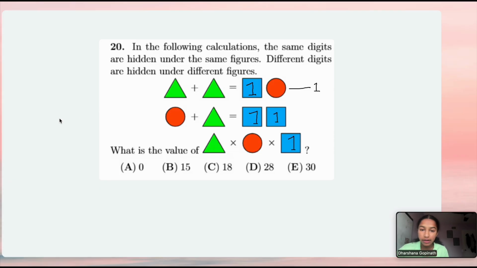Let's try 7. So 7 plus 7 is equal to 14. The circle is 4. The triangle is 7. 4 plus 7 equals 11. So that means the triangle is 7 and the circle is 4. So if we plug that into here as well, 7 times 4 times 1 is 28. So the answer to this problem is option D, 28.